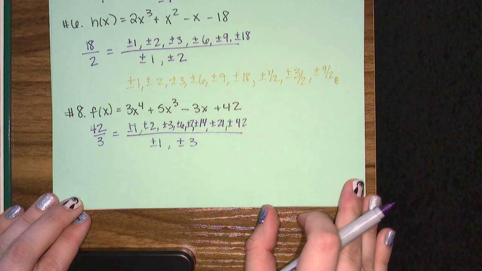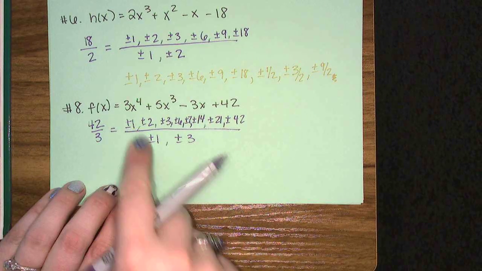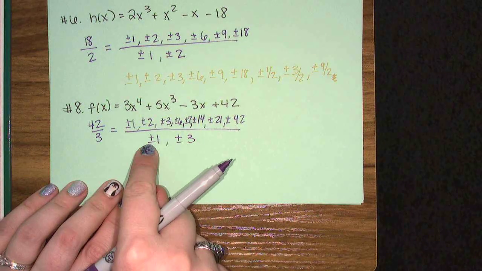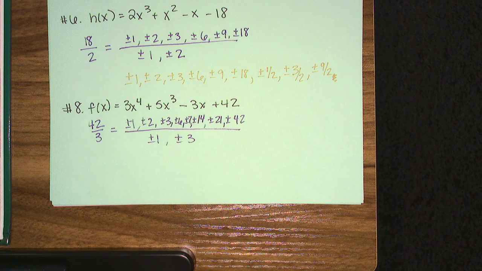So now I need all possible zeros. It's going to be all these numbers over 1. And then we'll go through and do all the ones over 3.